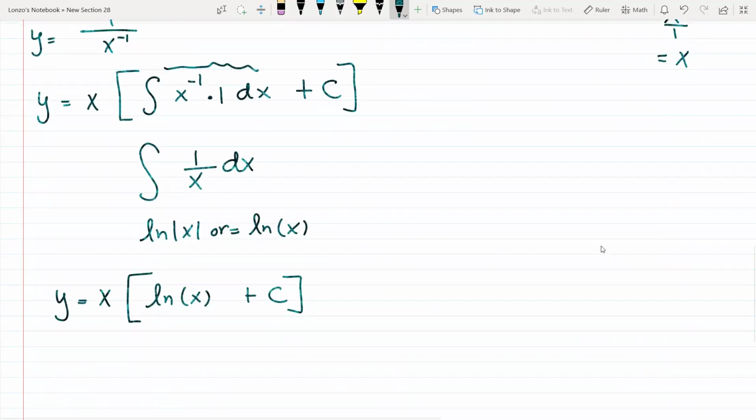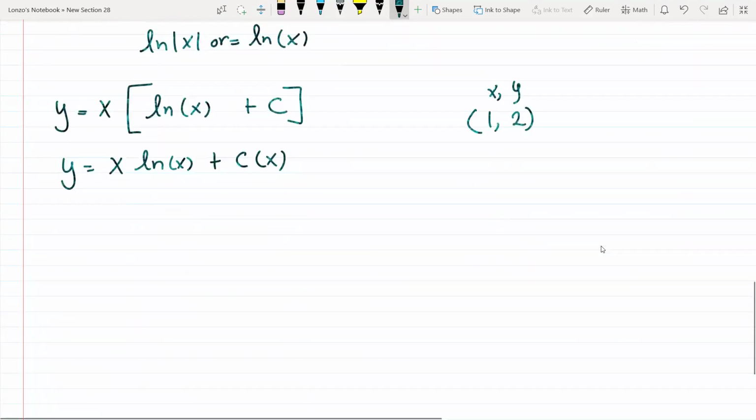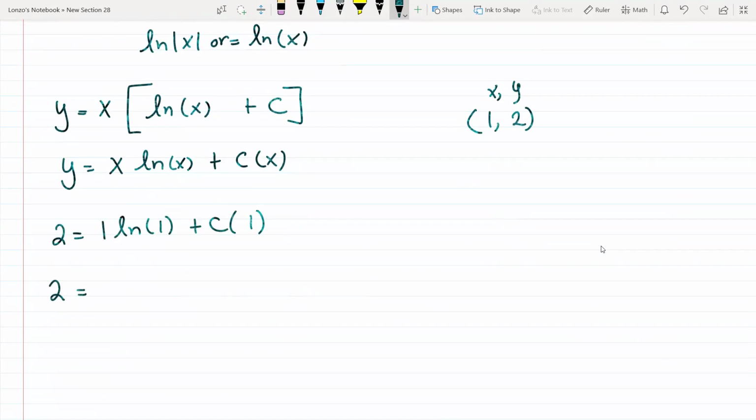Should we FOIL out the x? Yeah, that's fine. This would be x ln x plus c x. Now what we can do is plug in the initial value of (1, 2). You're going to find your c by plugging in your coordinate. Your y is 2, your x is 1: 2 equals 1 times ln 1 plus c times 1. And what is the ln of 1? It is 0. So 0 times 1 is 0 plus c, which means your c value is 2.